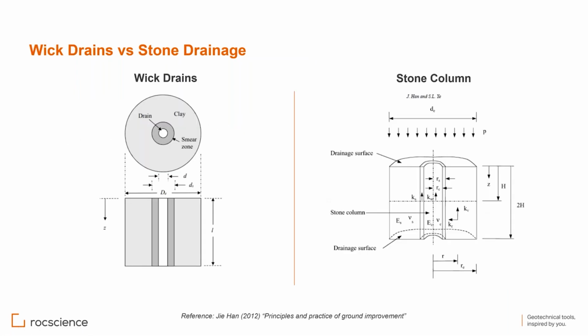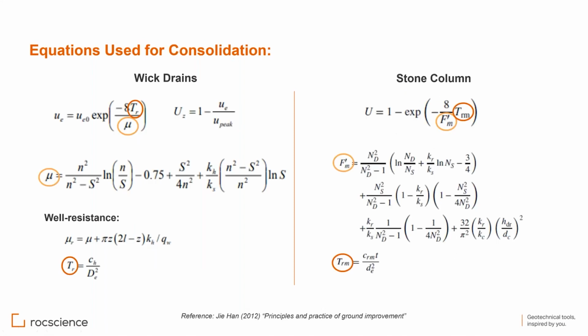The theory in stone column drainage works similar to wick drains. On the left side, we see the wick drains with drainage diameter, the smear zone, and the clay effect. The stone columns on the other end have a drainage surface, the stone column diameter, and the drainage surface with the permeability coming through.